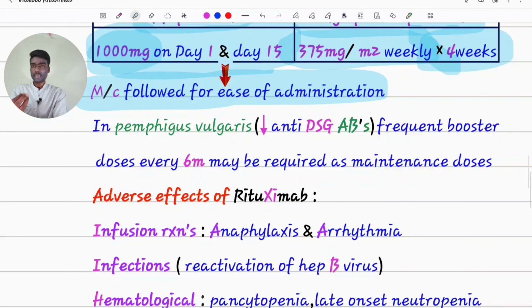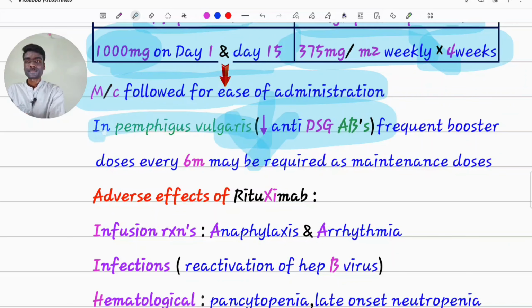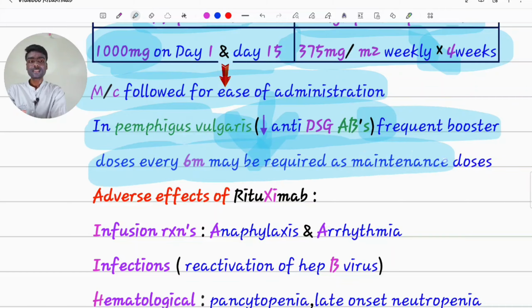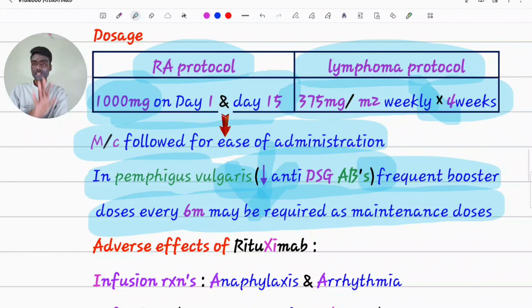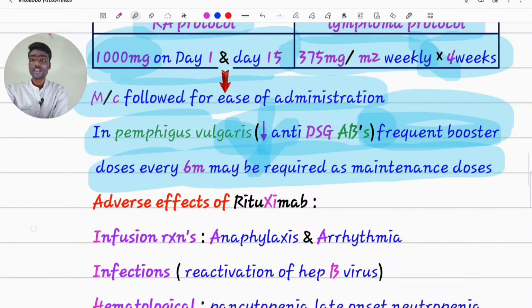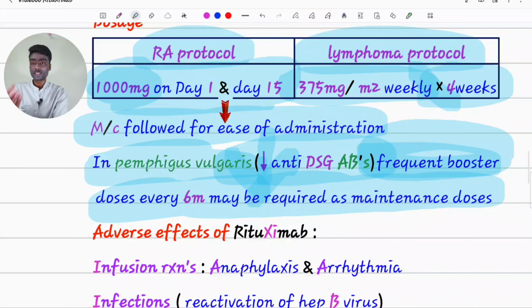In Pemphigus vulgaris, as I have already mentioned, it will reduce the production of anti-desmoglein antibodies. Frequent booster doses every 6 months may be required as maintenance dosage. First we will give 1000 mg on day 1, 1000 mg on day 15. That completes the cycle. Then to maintain remission, we have to give booster doses every 6 months in Pemphigus vulgaris. If no remission occurred with day 1 and day 15, we can again restart the cycle.